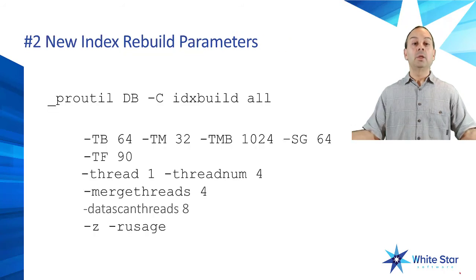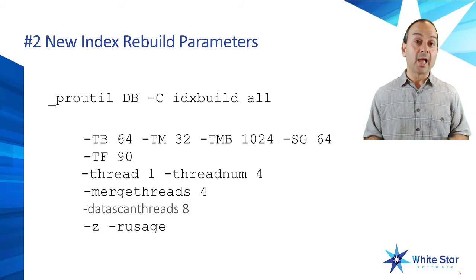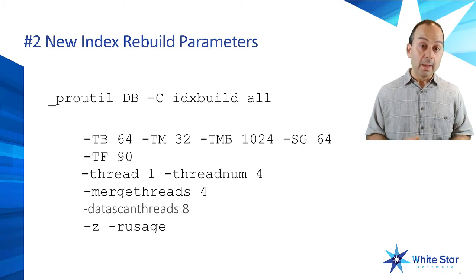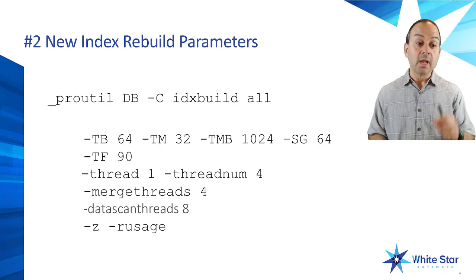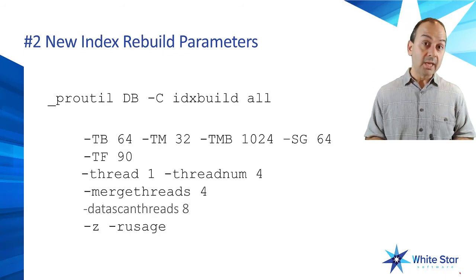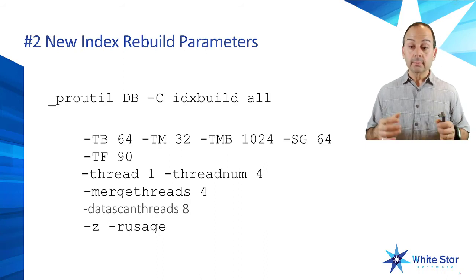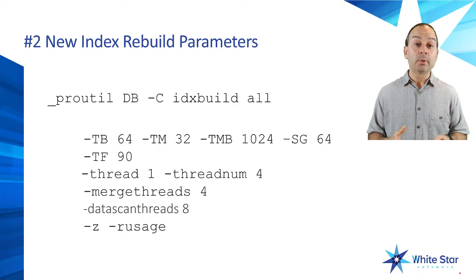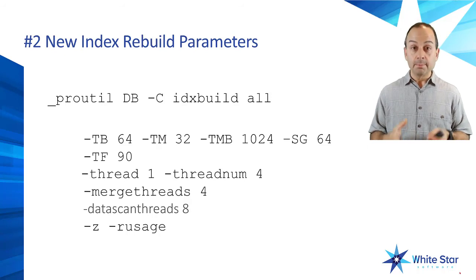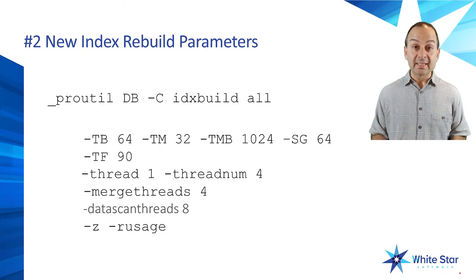Number 2, the new index rebuild parameters. These also changed my life. You know, people who do dump and loads. And I'll tell you, the one that probably changed my life the most is that -TF90 parameter. And that says when you're building your list of keys in memory, use up to 90% of system memory to build your keys. And we're essentially eliminating disk I/O, right?